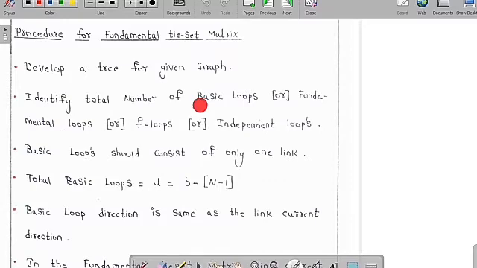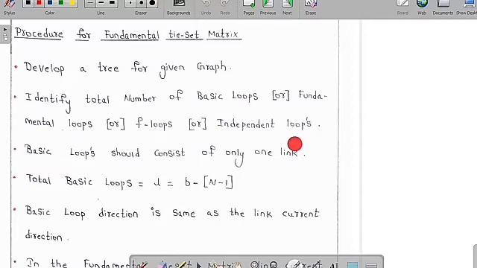Next, identify the total number of basic loops, or fundamental loops, or F loops, or independent loops. So first, from the graph you have to develop a tree. Then identify the total number of basic loops or fundamental loops or independent loops. How many loops you can make with the help of this tree, you need to figure out.